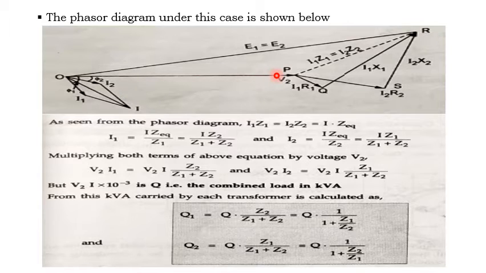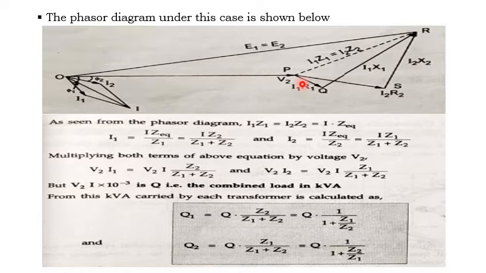Now I have to draw both voltage drops. Both voltage drops means the voltage drop across the resistive component and the voltage drop across the reactive component. The voltage drop across the resistive component is I1 into R1. I am talking only about transformer 1; the transformer 1 phasor diagram I have to draw here. The voltage drop across the resistance R1 is I1 into R1.